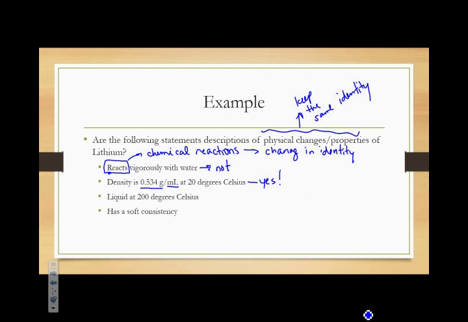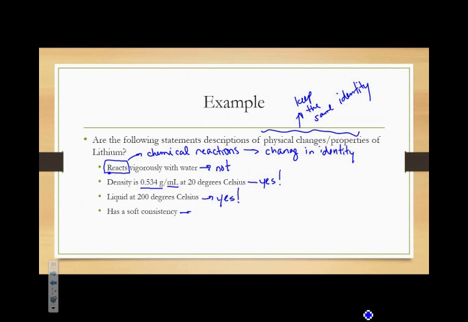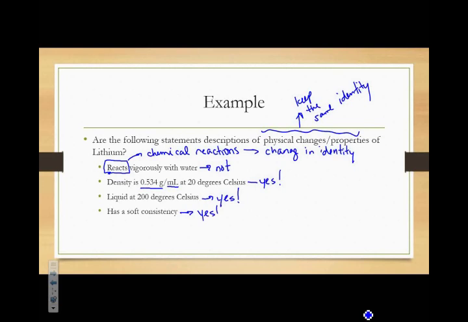It's a liquid at 200 degrees Celsius. Again, that's something we can observe without changing the identity of lithium. So this also is a physical property. Has a soft consistency. Again, something we can observe without changing the identity of the lithium. So this is also a physical property.